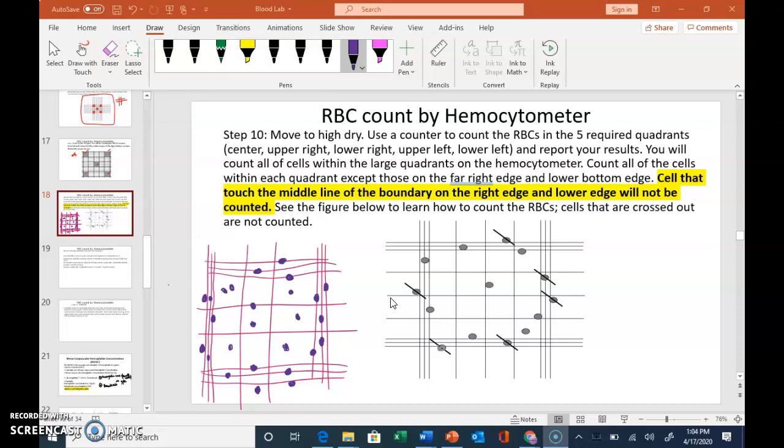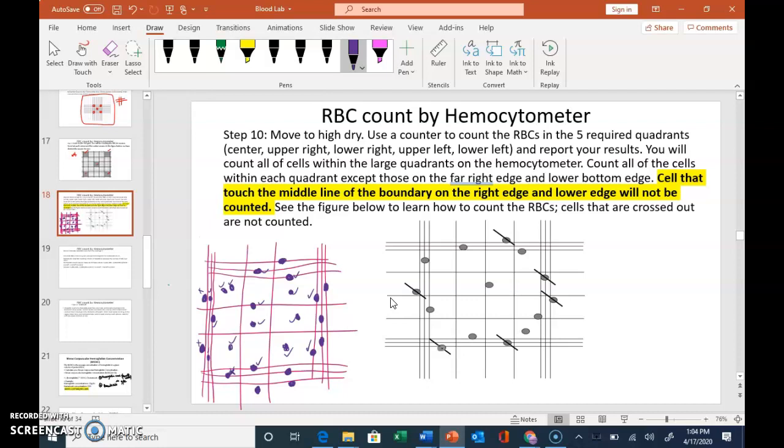Are you counting this one? No. Are you counting this one? No. Are you counting the ones that are touching the middle? Yes. Oops, not this one. Are you counting this? Yes. And that's it. So how many cells are here?